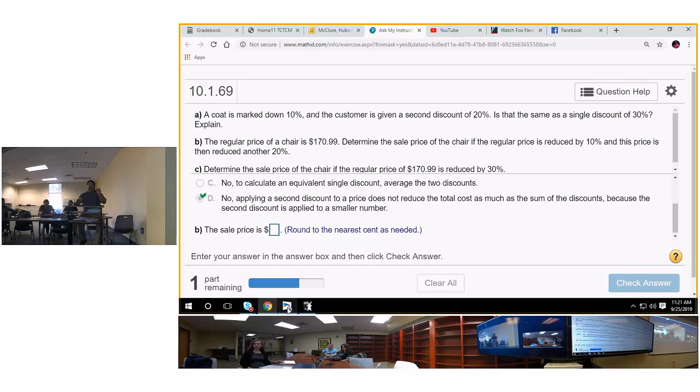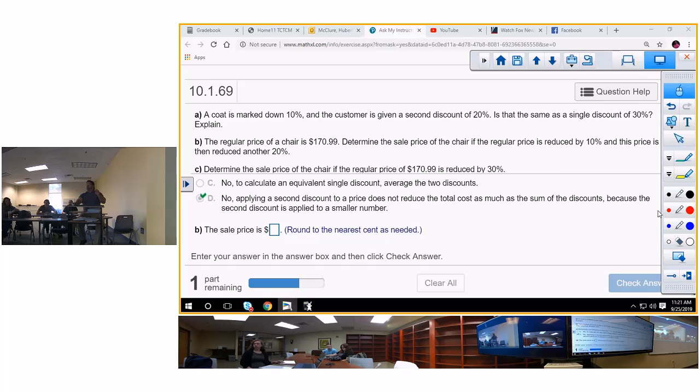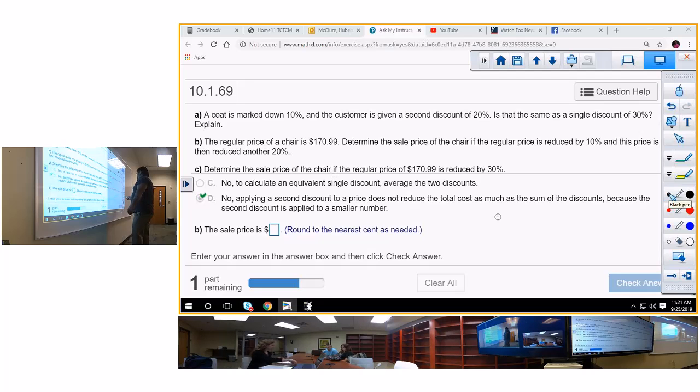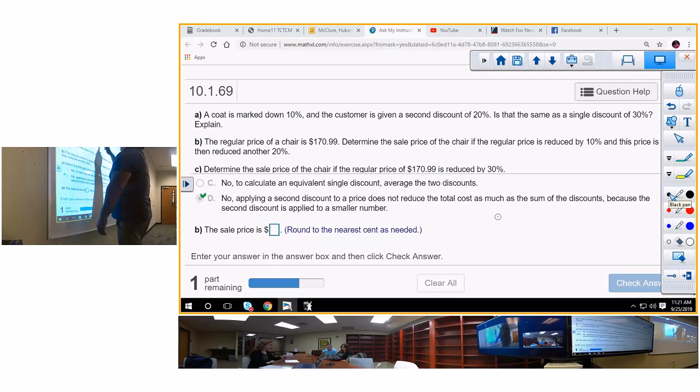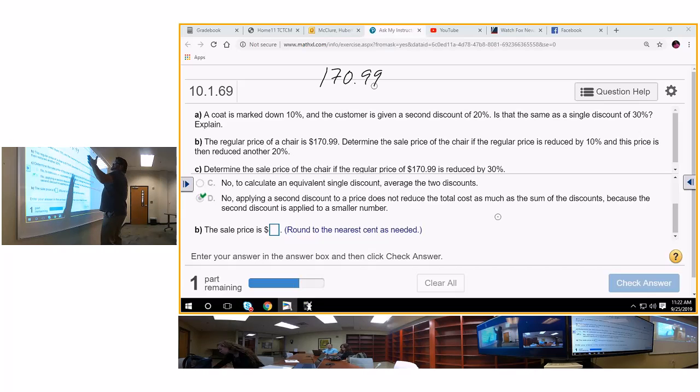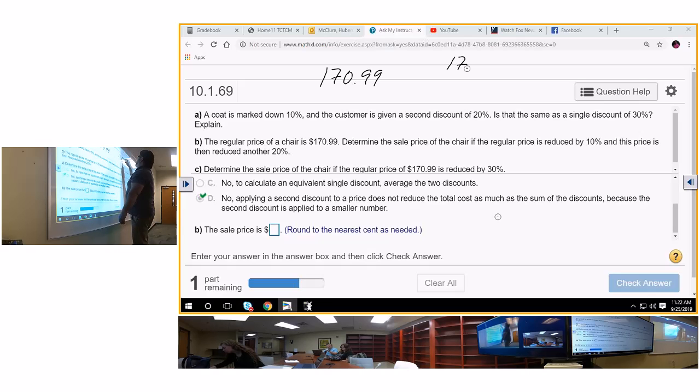Everybody in this room and online should be able to do 10% and 20% in your head. All of us have had 12 years of school. You should be able to do that. I'm going to show you how to do that in your head. With 170.99, all you have to do is move the decimal. What's 10% of 170.99? 17.099.